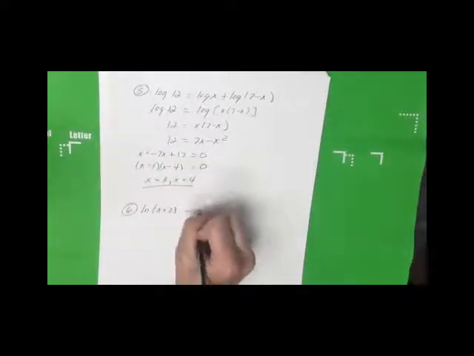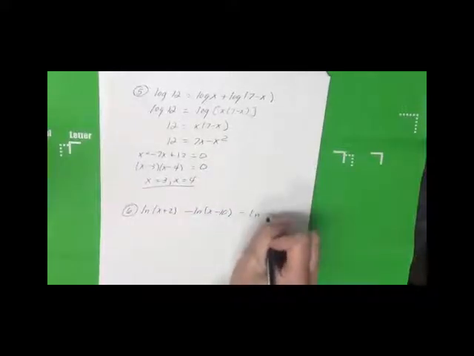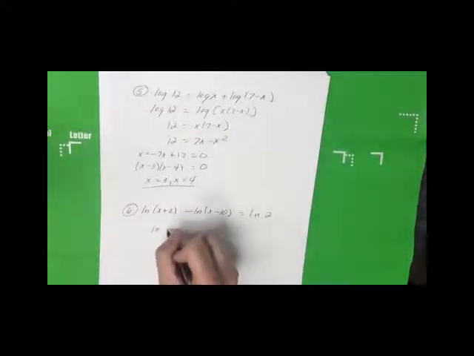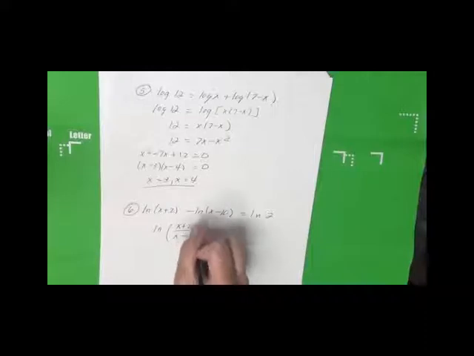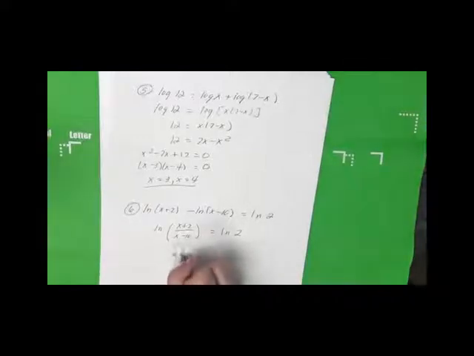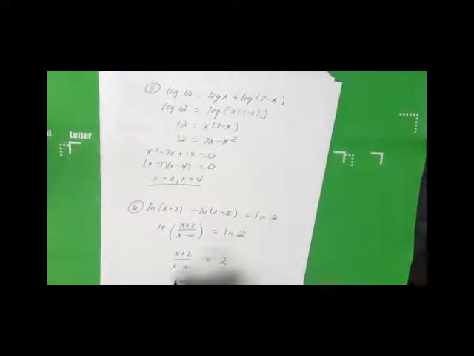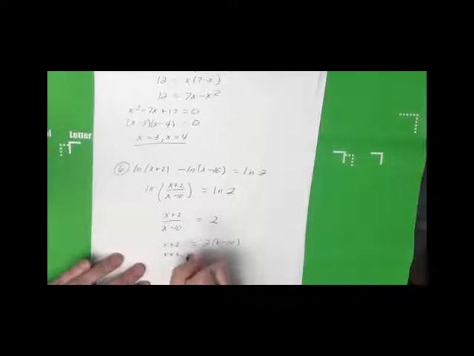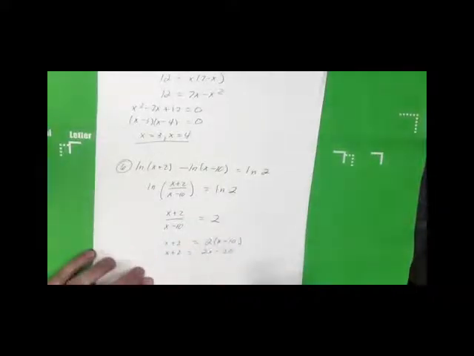Natural log of x plus 2 minus the natural log of x minus 10 is the natural log of 2. This is a difference again, so we put that together as a quotient. Natural log on both sides. Let's drop the natural logs. Go ahead and multiply through by the denominator. So I have 2 times the quantity x minus 10. So I have x plus 2 equals 2x minus 20. Let's bring the x over here and this back over here. So I get that x is 22, from subtracting x and adding 20.